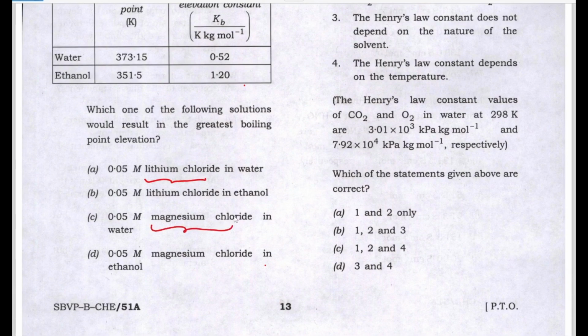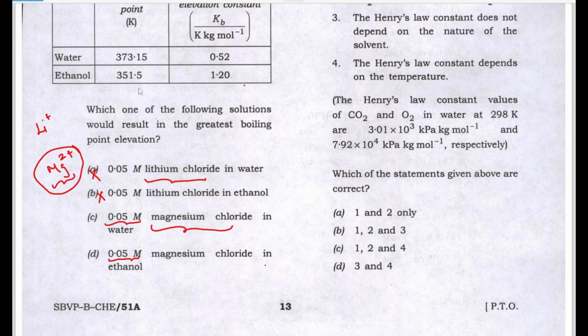First of all, we have to find which salt can provide the greatest boiling point elevation, and if we compare these two salts, obviously magnesium chloride will show greater interactions in the case of both solvents, because magnesium chloride contains magnesium 2 positive, and in the case of lithium chloride there is a lithium positive. Obviously it will be involved in a large number of interactions. So obviously options A and B are incorrect here, and we have to pick option C or D.